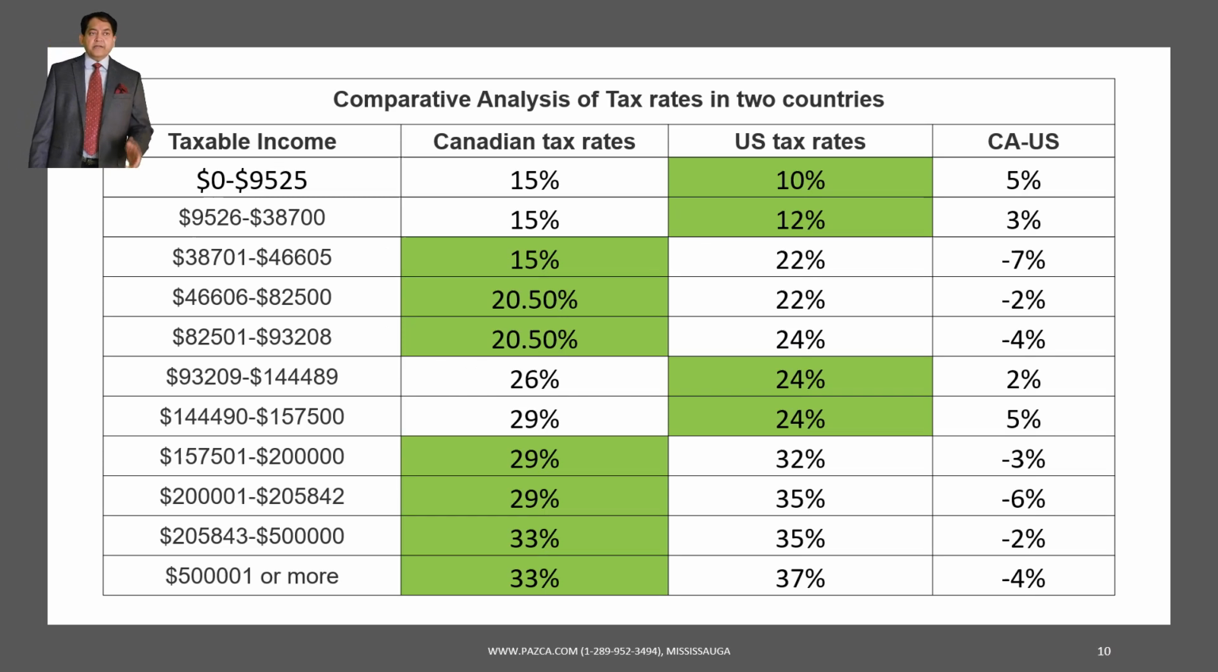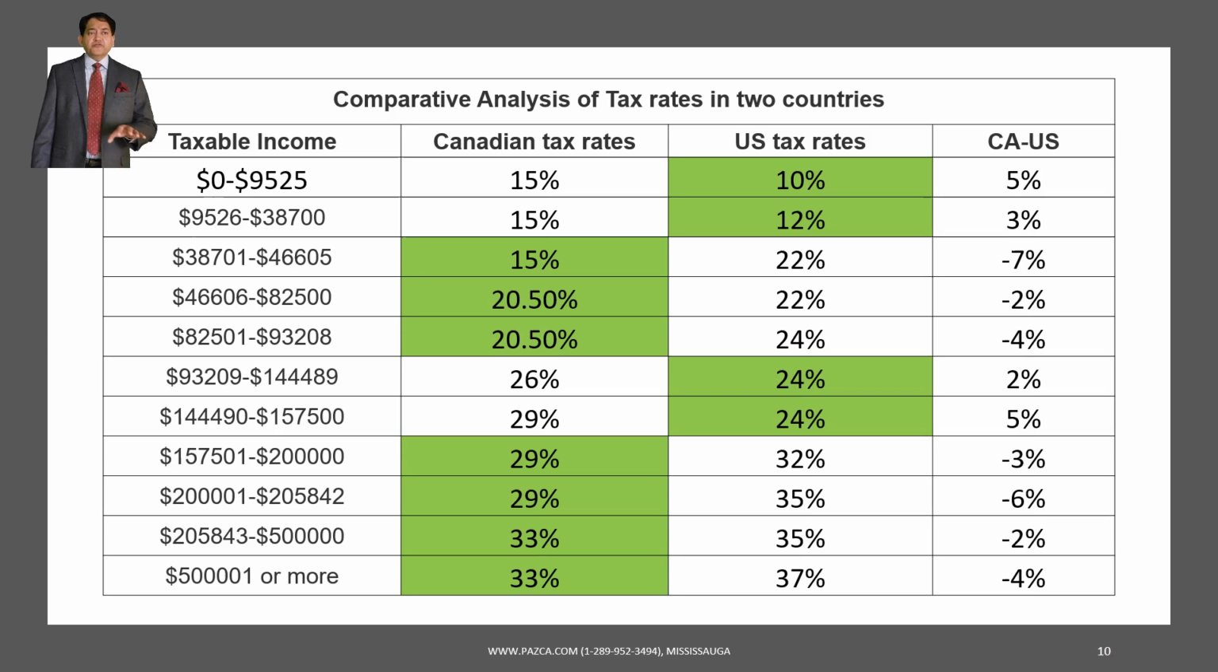Beyond this point, starting from income bands 7 and 8, it is again the Canadian resident who is paying more tax, that is 26% and 29% when compared with the US counterpart, that is 24% in both the categories of income. So the difference is 2% and 5%. Beyond this point, it is the US resident who has to pay more marginal tax as compared to the Canadian resident.